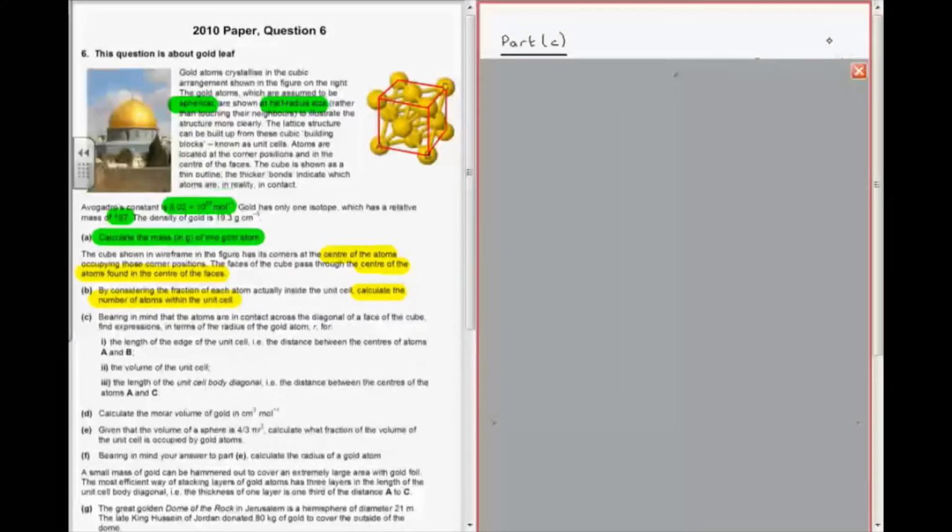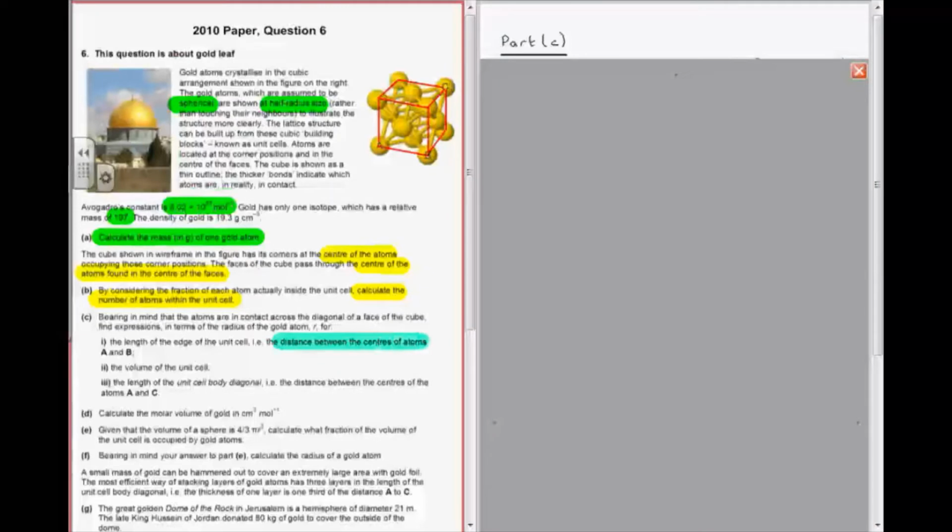Part C of the question now moves on to using trigonometry to calculate different dimensions of the unit cell, bearing in mind that the atoms are in contact across the diagonal of a face of a cube. In part I of the question, you are asked to find an expression in terms of the radius of the gold atom r for the length of the unit cell, which can be represented by the distance between the centres of the atoms A and B.